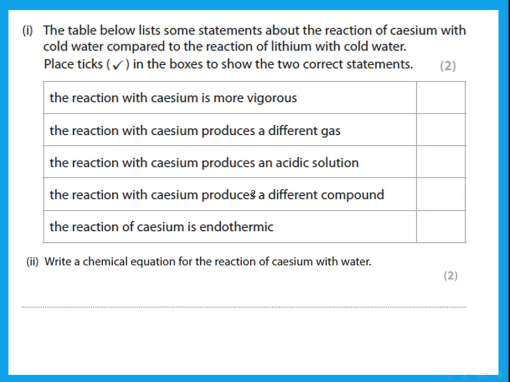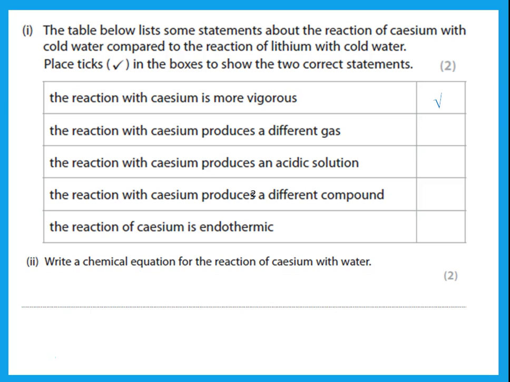So he's saying, I'm comparing cesium to the reaction of lithium. The first choice is the reaction with cesium is more vigorous. Is that correct? Yes, of course it is correct, because cesium is more reactive since it is at the bottom of group 1. The reaction with cesium produces a different gas. Is that correct? No. All the metals will react with cold water to form hydrogen gas. The reaction with cesium produces an acidic solution? No. What is formed when you react with cold water is cesium hydroxide, and that's alkaline, not acidic.